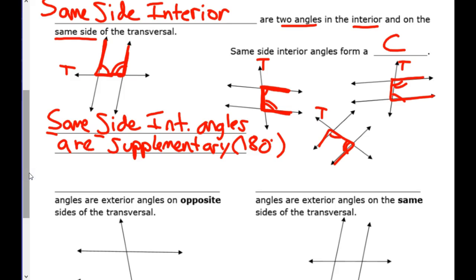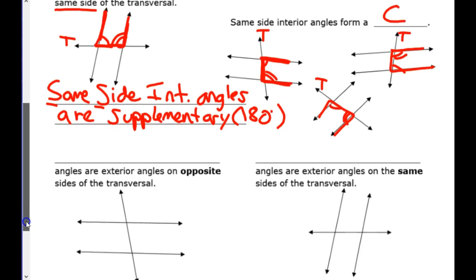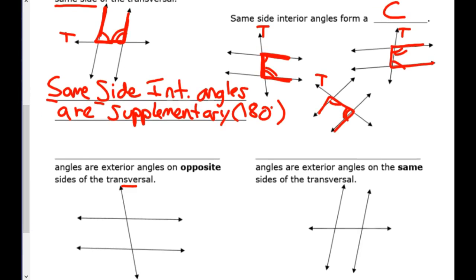Now the last two are shorter and they're on the bottom left and the bottom right. So on this one on the bottom left, it says blank angles are exterior angles. Oh, sorry. First of all, let's label our transversals. We got a T here and a T here. Okay. On the left, what angles are exterior angles on opposite sides? So exterior, opposite. Remember, instead of saying opposite, we're going to say alternate. And this time, instead of being on the inside, we're outside. Exterior. So we do get alternate exterior angles.